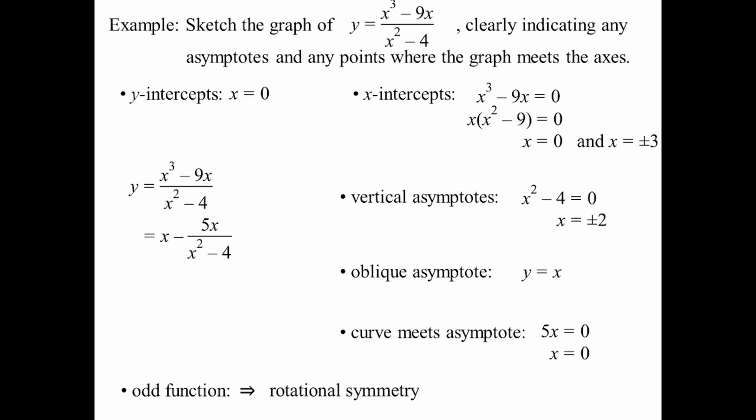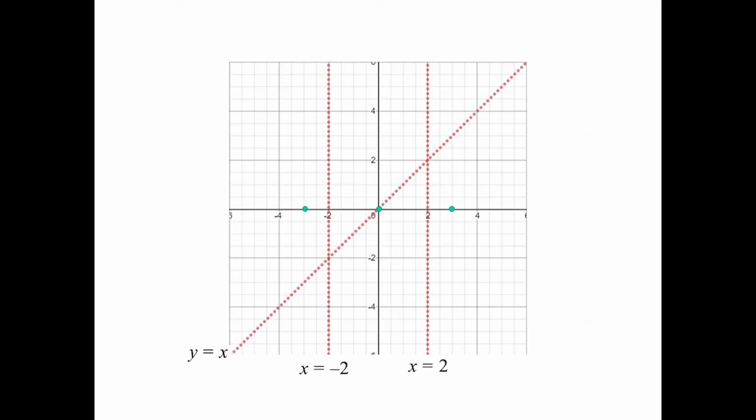Okay. Now, curves, of course, must bend towards asymptotes. What else do we notice? It's an odd function, so I know it's going to have rotational symmetry. Now, whoop, there's our curve.